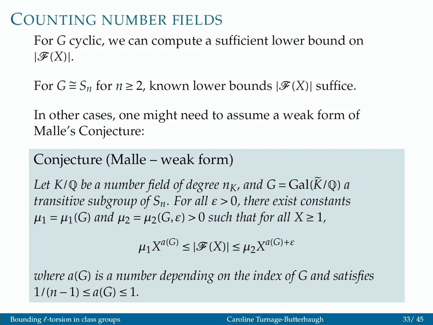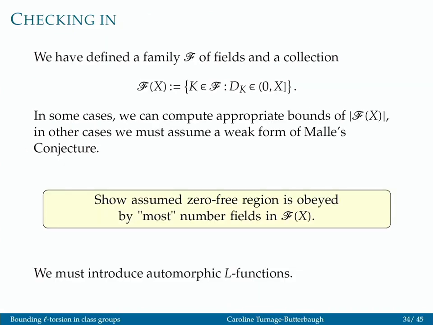But we need to be able to know how many fields we're counting to begin with. And if G is cyclic, then we can do this, and we do this ourselves. And if G is Sn, then there are already known lower bounds that work for us. Okay, so let's just check in on where we are. We've defined a family of fields and a collection F of X, where the only difference is that we're restricting where the discriminant is in a range. In some cases, we know how to compute the size of F of X, and in other cases, we might have to assume that we can via Malle's conjecture.